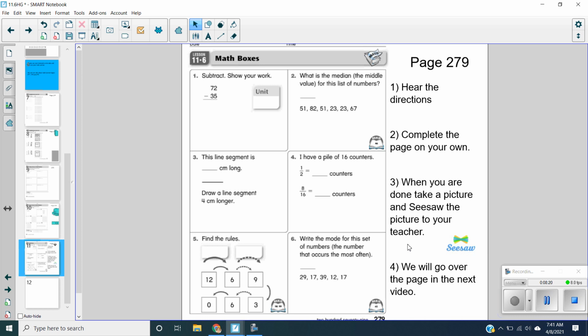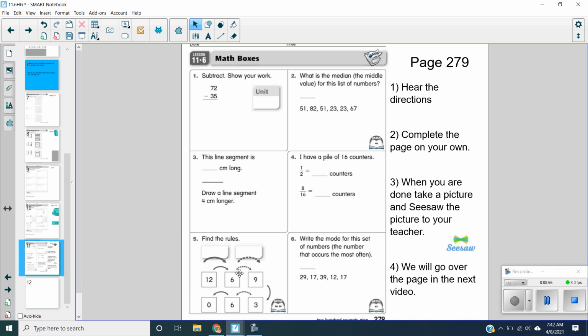So for question 1, you're subtracting 72 minus 35, and then you can pick a unit that you would like to use. For question 2, you're figuring out the median, so make sure to put the numbers in order from smallest to largest, and then you can start figuring out that middle value. For question 3, you'll need your template to measure this line segment in centimeters, and then draw a line segment 4 centimeters longer. If I have a pile of 16 counters, how much is half of that? And how much is 8/16 of that?